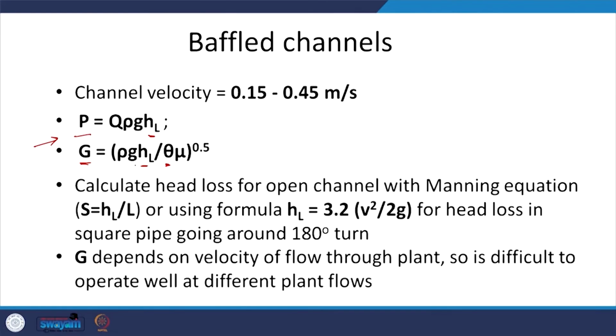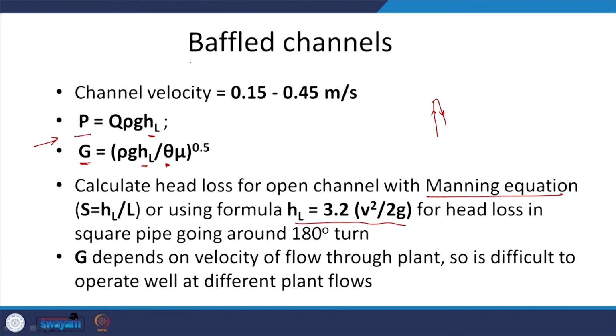So, how do we get this head loss? We have Manning's equation for open channel flow, or from this formula, for head loss in a square pipe going around a 180 degree turn. So that is the relevant aspect, and you can have that formula. G depends on the velocity of flow through the plant. This is one aspect to keep in mind. So it is difficult to operate well at different plant flows.